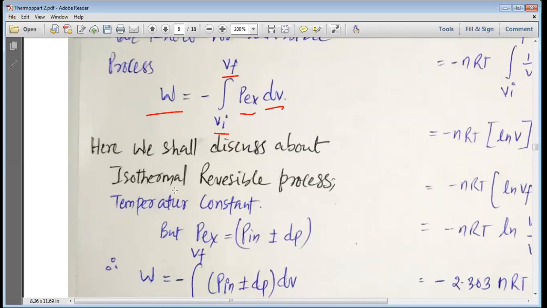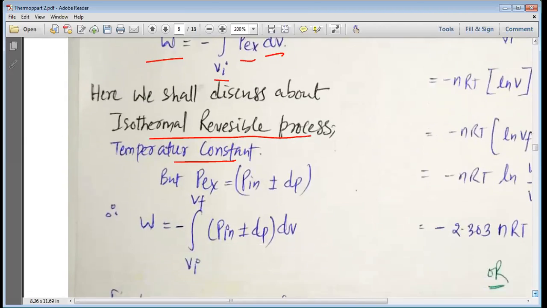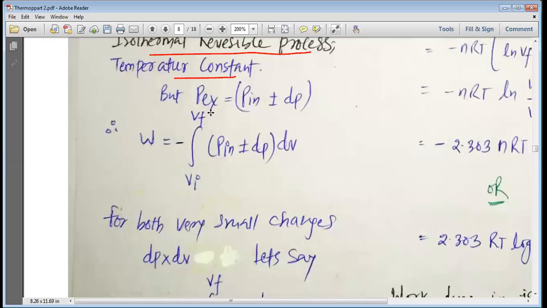Here we shall discuss the isothermal reversible process. In an isothermal reversible process, my dear students, we can write that P external is equal to P internal plus or minus dP. So let us put this value: work is equal to minus integration Vi to Vf, P internal plus or minus dP into dV. Now if we open this bracket, we get P internal into dV plus or minus dP into dV.